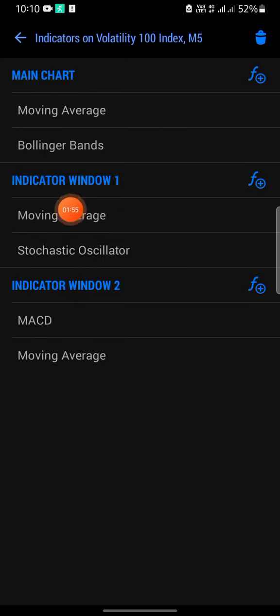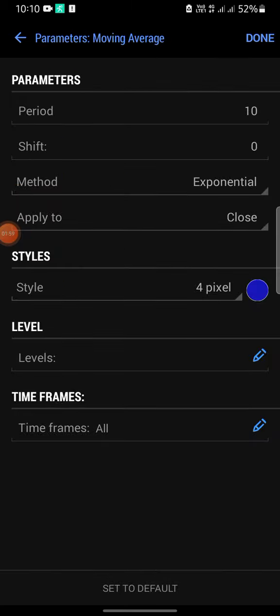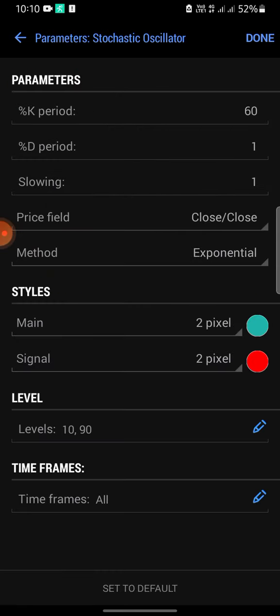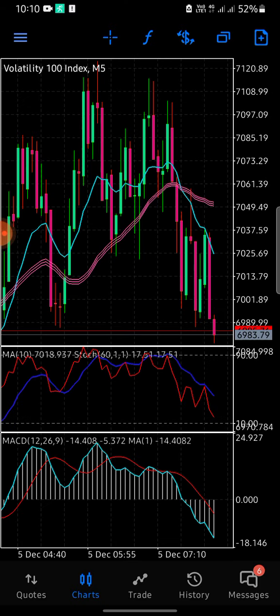indicator window one. This one, as you can see, we've got a moving average with a period of 10, exponential and close. That's all you need. Then for the stochastic oscillator, the period should be 6, the D period should be 1, and slowing is 1, and it's close and exponential. That's all you need to have the indicator window 1, this one over here.